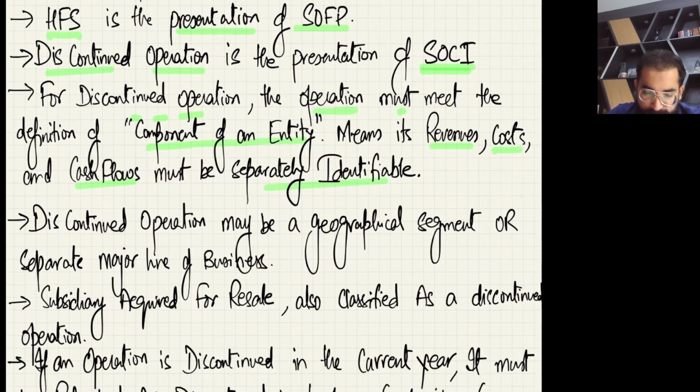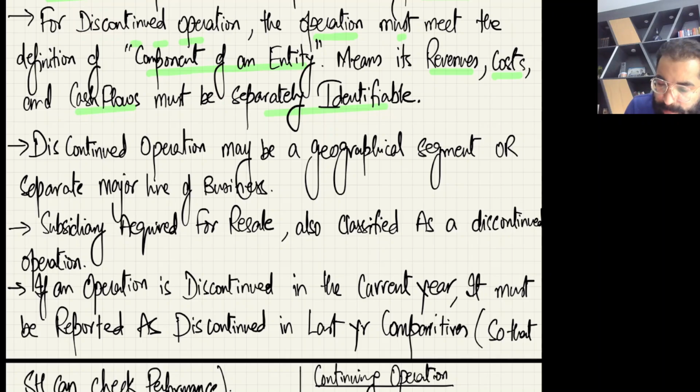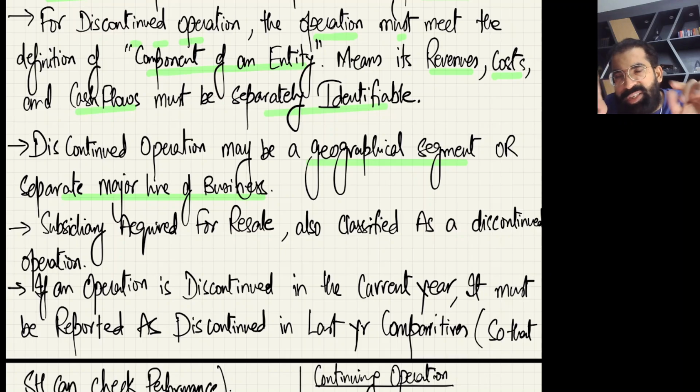Then we have: a discontinued operation may be a geographical segment or a separate major line of business. It is possible that we have different products like shampoo, oil, toothpaste. So we are dealing in different products and we have discontinued one product, or we have sold one product. If you have separate major lines of business and you are saying bye bye to one line of business, it is still discontinued.